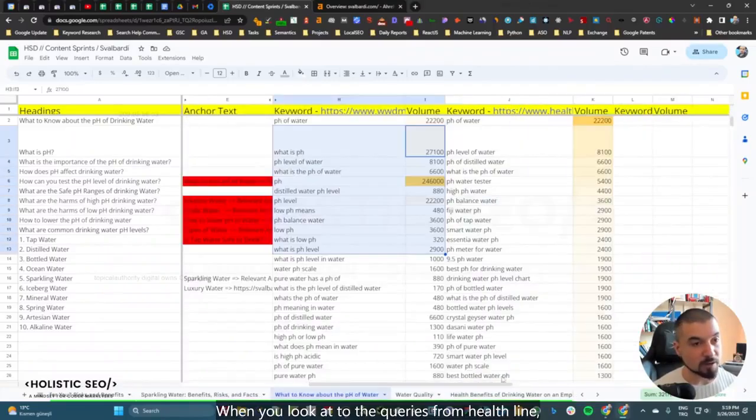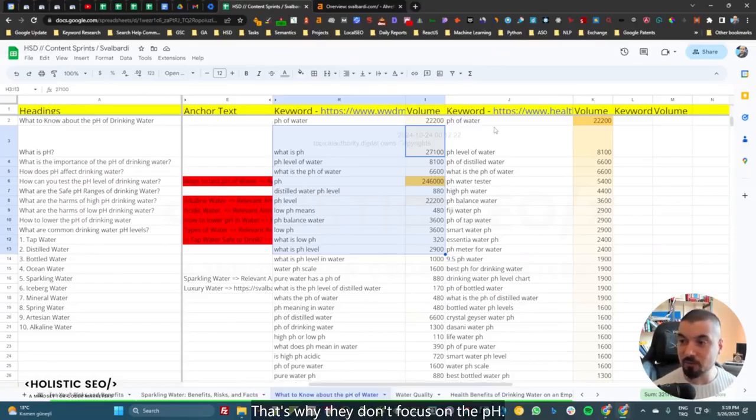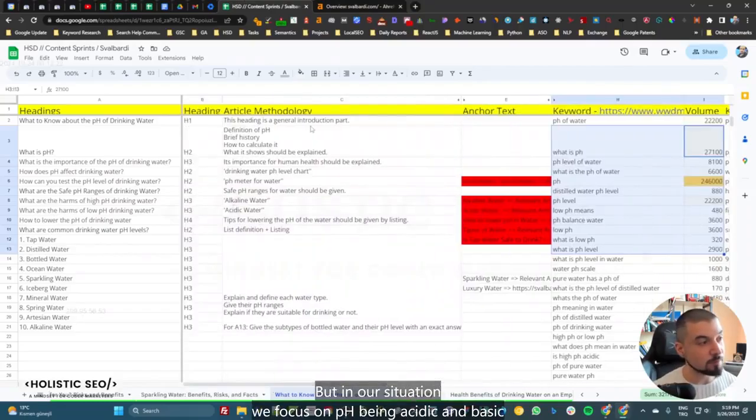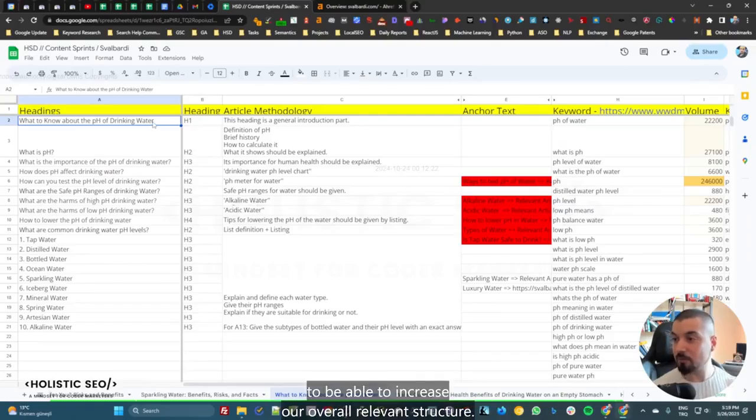When you look at the queries from Healthline, seeing that pH appears without the word water, it doesn't happen that much because Healthline in this area has missed the specific contextual domain and its borders. That's why they don't focus on the pH. But in our situation, we focus on pH being acidic and basic and health effects of pH, and mainly in the context of water. But also we touch these other points to be able to increase our overall relevance structure.